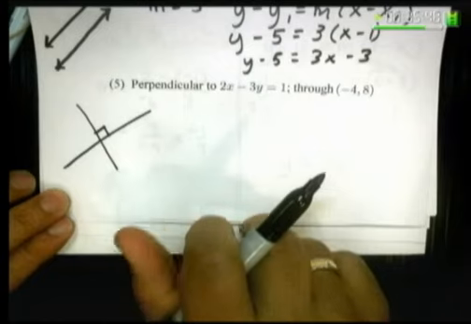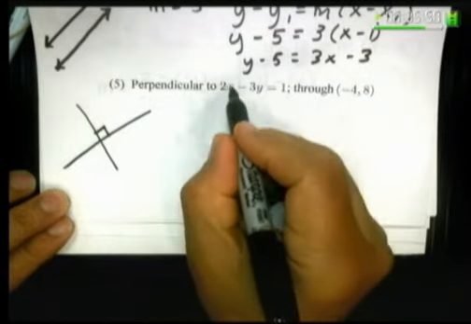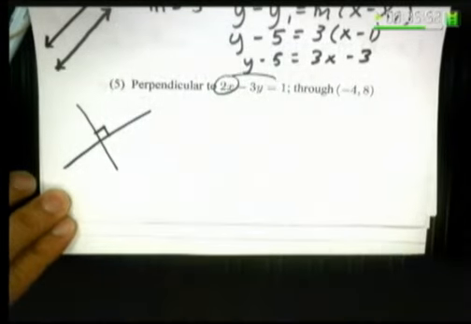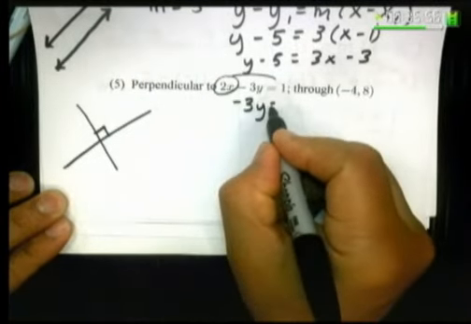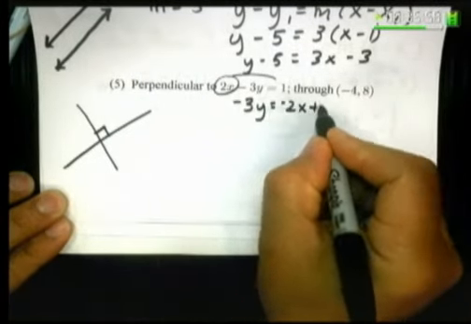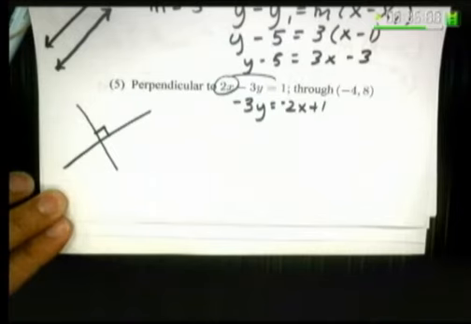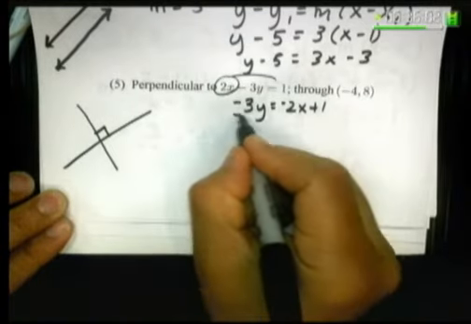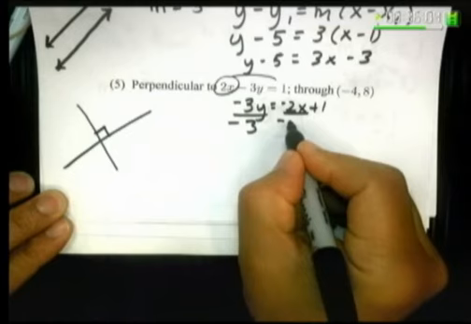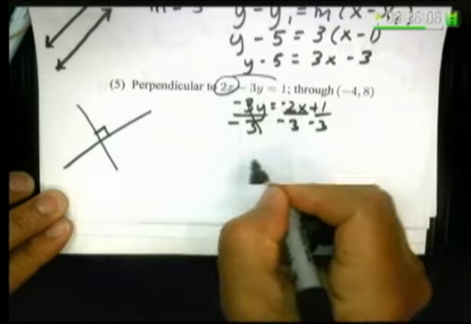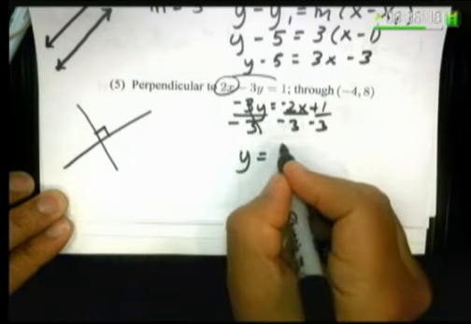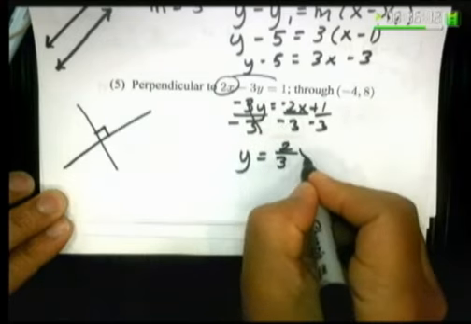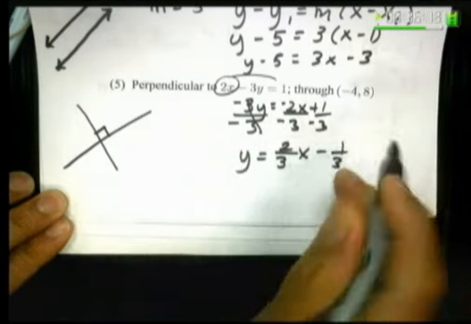I cannot find the slope until I isolate the y. So let's isolate the y. I'll move this 2x to the other side. Can y'all see that? Yeah. So what do I have? Negative 3y equals negative 2x plus 1, right? Divide both sides by negative 3. And I know that y is equal to negative over negative, which is positive, 2/3 x minus 1/3.